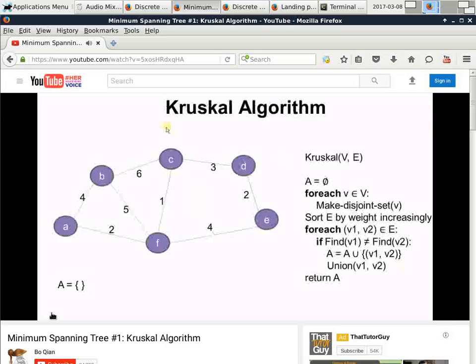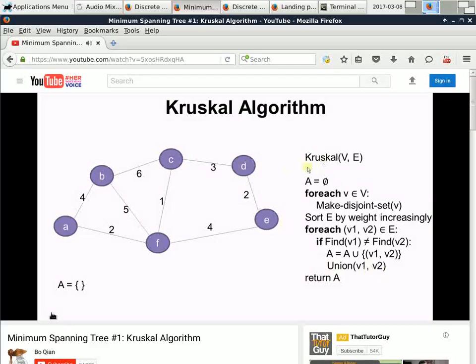Today we'll use Kruskal's algorithm to find the minimum spanning tree. And Kruskal's algorithm utilizes disjoint sets. Recall that disjoint sets have two operations, find and union. Find will take an item and return the disjoint set that item belongs to. And union will merge the two disjoint sets of these two items into one disjoint set.